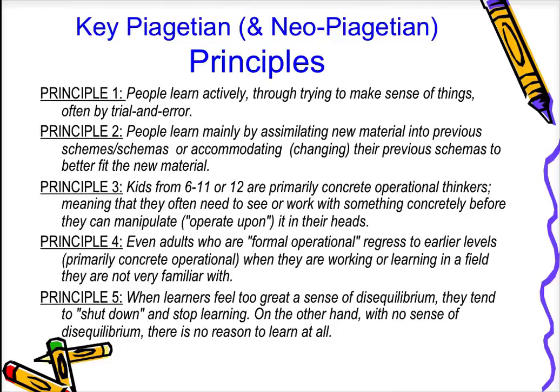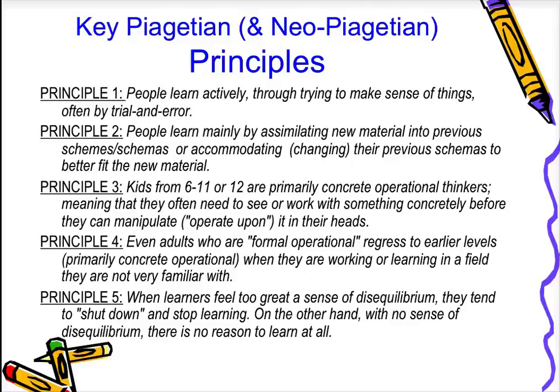Principle 2, people learn mainly by assimilating new material into previous schemas or accommodating, changing their previous schemas to better fit the new material, which means that learning is built on prior knowledge. If the original schema is not there, it's very difficult to assimilate or accommodate. So prior knowledge matters. Principle 3, kids from 6 to 11 or 12 are primarily concrete operational thinkers, which means they often need to see or work with something concretely before they can manipulate, operate upon it in their heads. And, as the neo-Piagetians would remind us, even adults, Principle 4, who are formal operational, regress to earlier levels, primarily concrete operational, when they're working or learning in a field they're not very familiar with. So as a teacher, expect that you're teaching mostly concrete operational people.